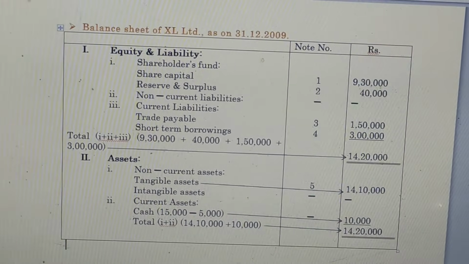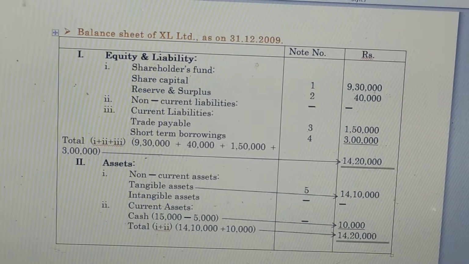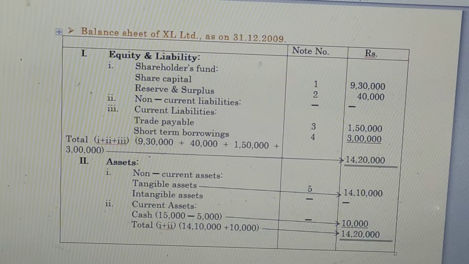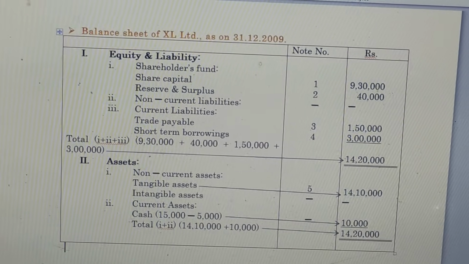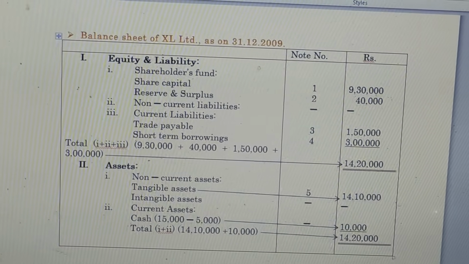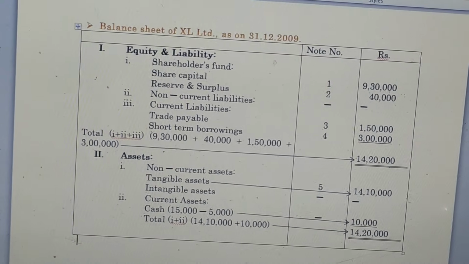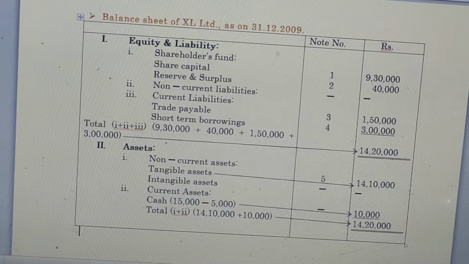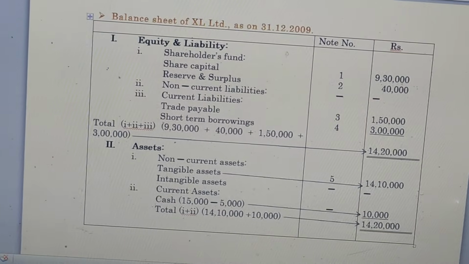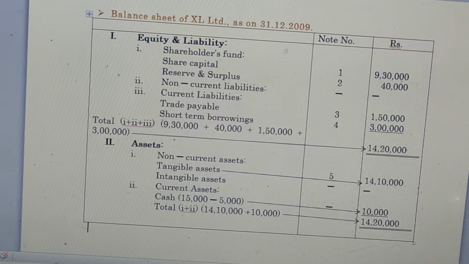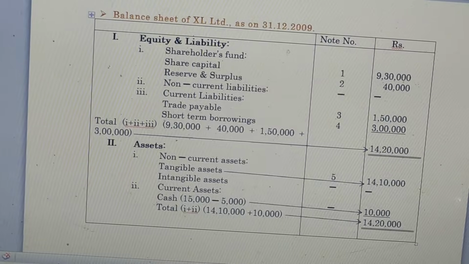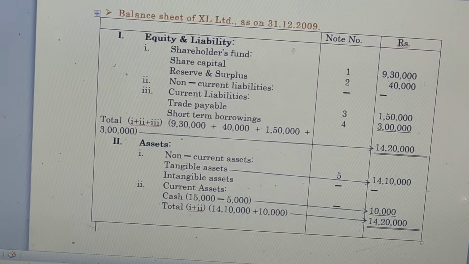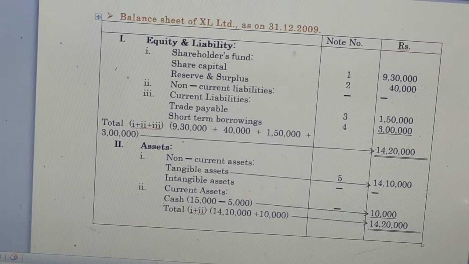After mentioning this amount, we have to add this amount, so the total value will be 14 lakhs 20,000. It means 9 lakh 30,000 plus 40,000 plus 1 lakh 50,000 plus 3 lakhs. And the Roman numeral 2 is assets. So under the assets we have to mention non-current assets. Under the non-current assets we have to mention tangible assets, that is note number 5's heading, and number 5 will be mentioned in the note number column, and note number 5 total is 14 lakhs 10,000, which we have to mention in the rupees column.